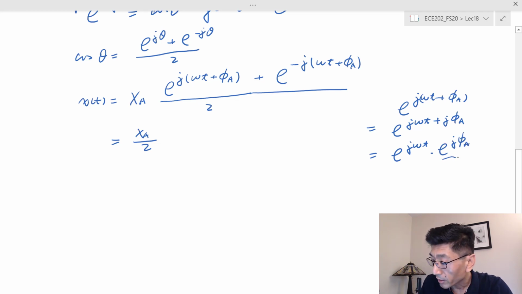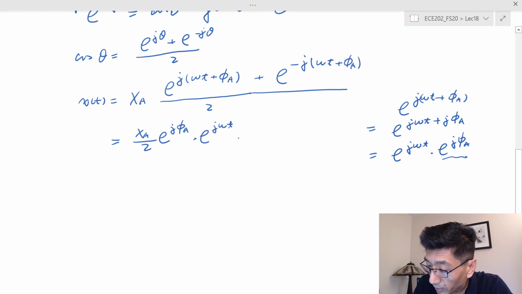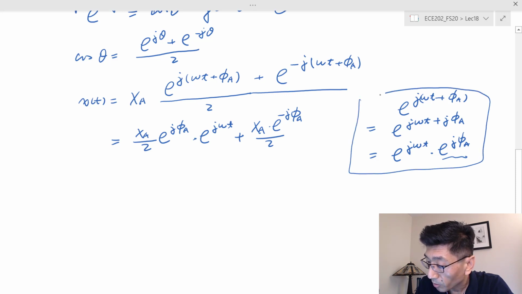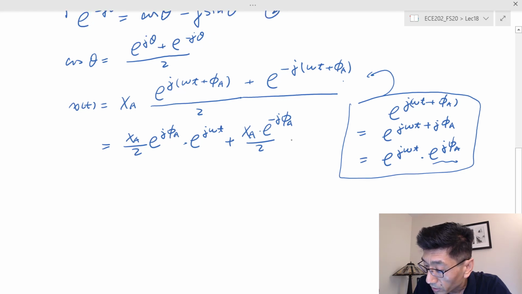Right. So therefore, this is a constant. So I'm going to multiply this, e^(jφ_a) times e^(jωt), right? And then plus half X_a times e^(-jφ_a). For the second term, we're doing the same thing. I'm not going to do that anymore. We can apply this same principle for the second term. So I got e^(-jωt).